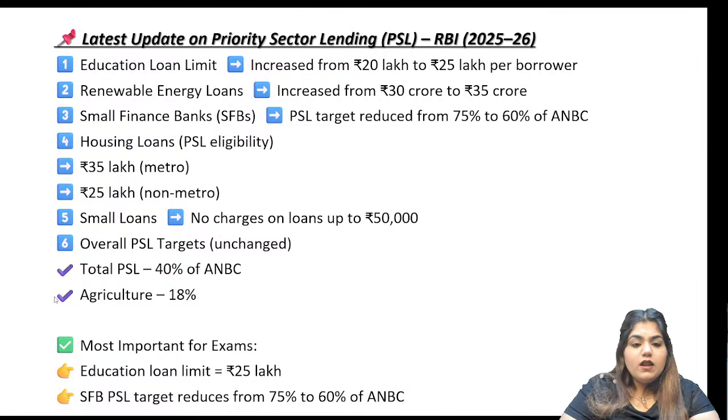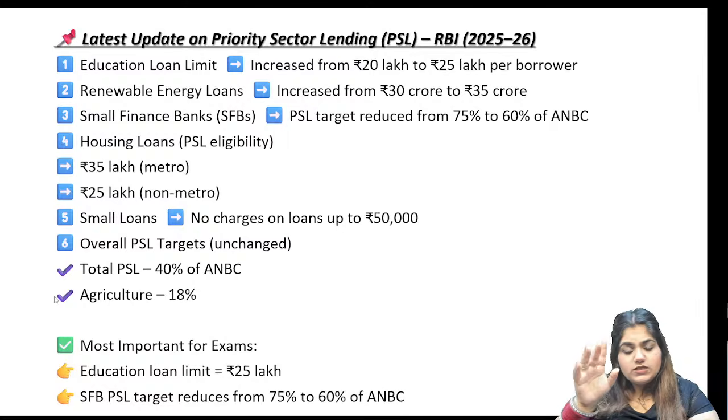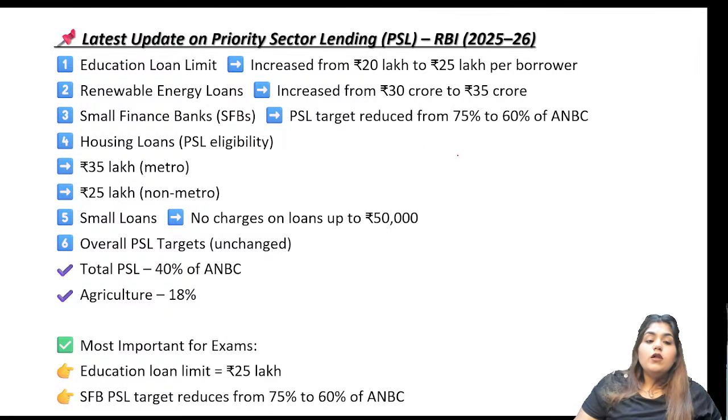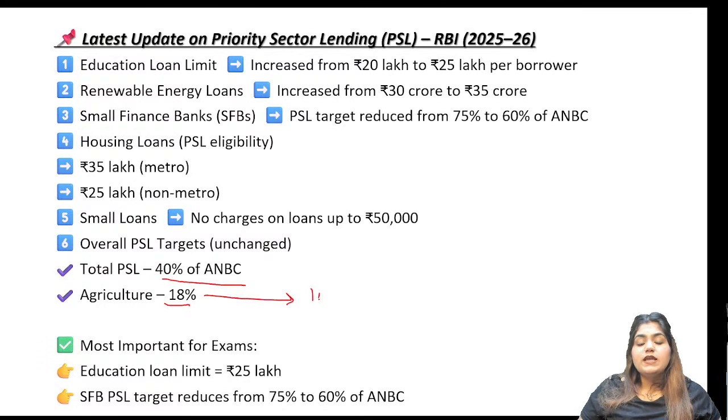Okay. There are changes. Please go through this. If you are a SCB, or a foreign bank with more than 20% of the branches, or less than 20% of the branches, whatever it is, you need to maintain 40% of the ANBC, out of which 18% is for agriculture, and out of these 18%, 10% is for small and marginal farmers.